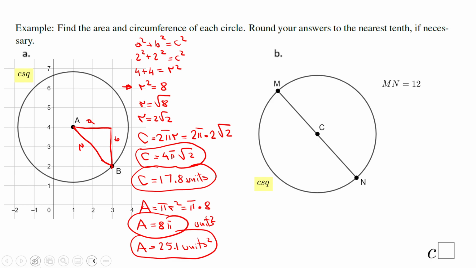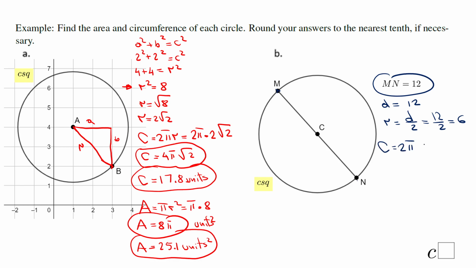For part B, very similar. The only difference, if you notice, is that MN is given, and that is the diameter. So the diameter is 12. If you remember, when the diameter is given, you want to find the radius, which is half of the diameter. That will be 12 divided by 2, and that will be 6. So now we can move and find the circumference. 2 pi r, 2 pi times 6, that will be 12 pi. That is the exact value. We don't have any unit here, so let's leave it like that.